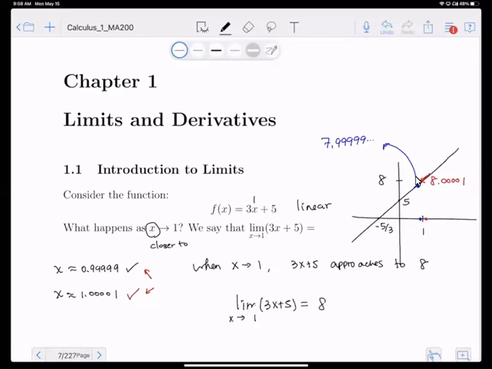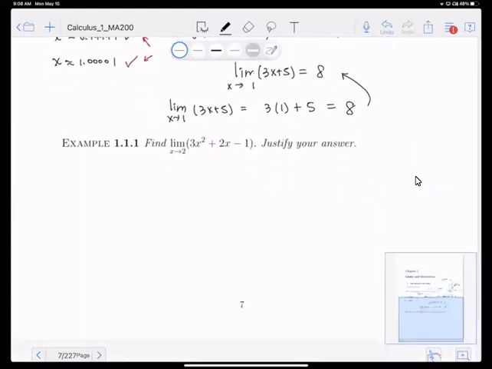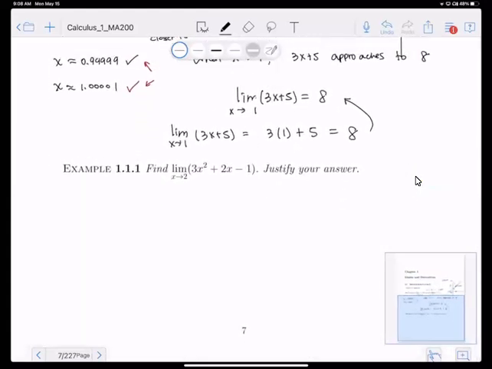But in fact, this is a linear function. A linear function is a continuous function. So if a function is continuous, then this is exactly the same as the limit as x approaches 1 of 3x plus 5. That is, we just substitute x equals 1, and then we just have 8. That's exactly the same as this, but it does not always happen. Let's try an example. Example 1 on the bottom of page 7.